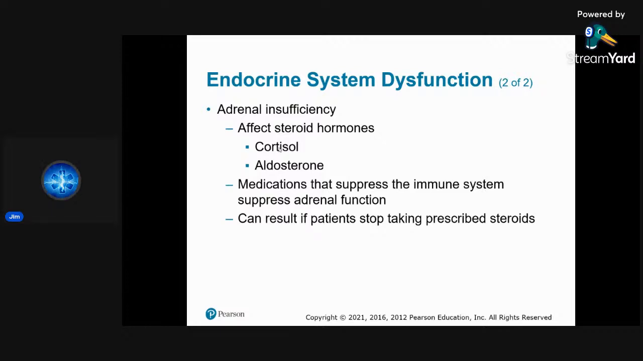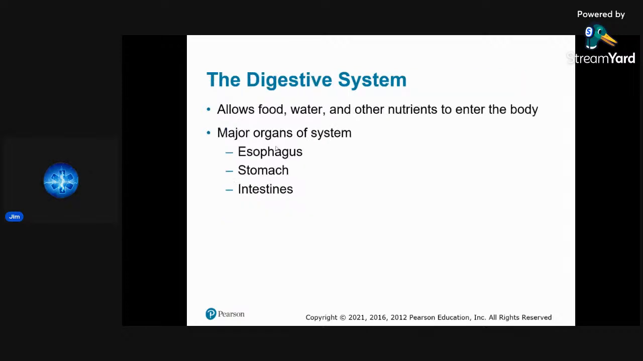This can result in patients stopping their prescribed medication. If a patient suddenly stops taking their prescribed steroids, this can affect the adrenal function. So it's always a good idea to talk to your doctor before you suddenly stop taking any medication.